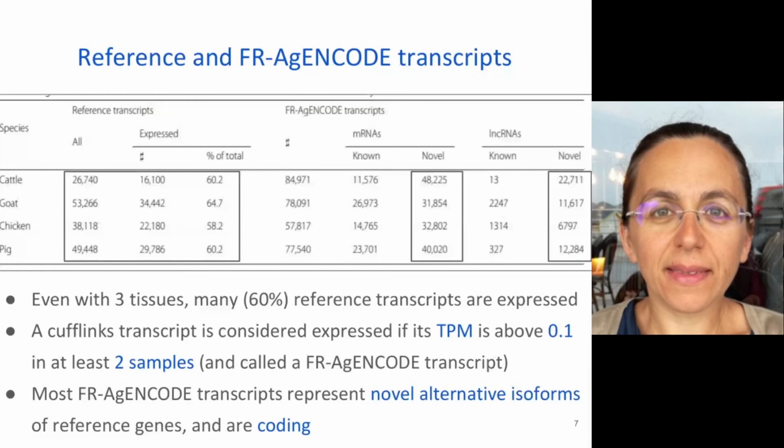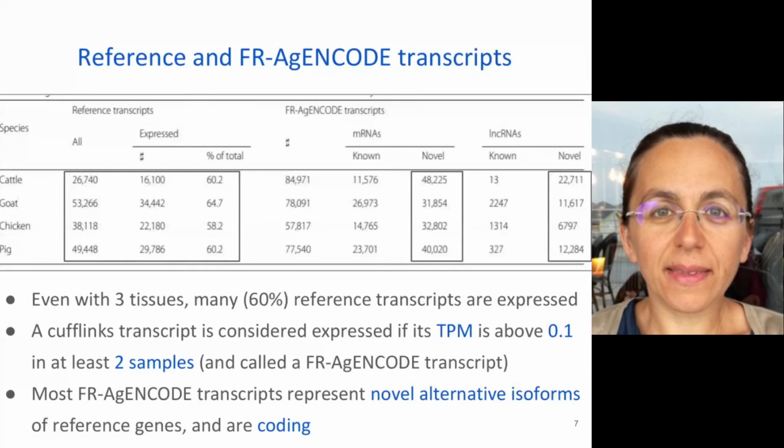Then you can see that even with 3 tissues, we detect about 60% of the transcripts. And then on the right, what we call a FR-AgENCODE transcript is a Cufflinks transcript that has an expression of TPM more than 0.1 in at least 2 samples, to trust these transcripts more. And here you can see that we have many more FR-AgENCODE transcripts than in the reference, both coding and long non-coding.